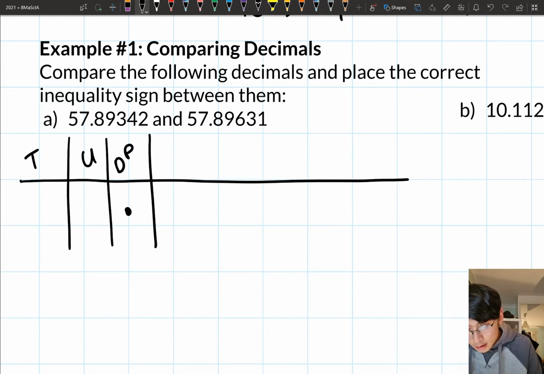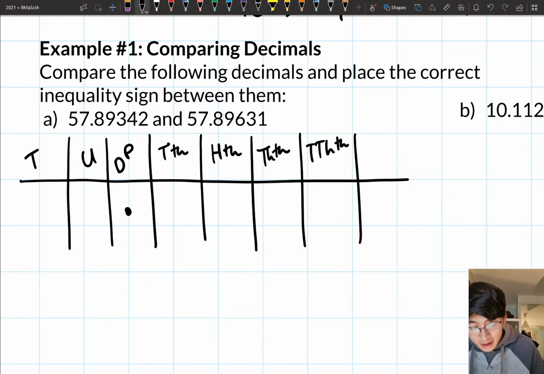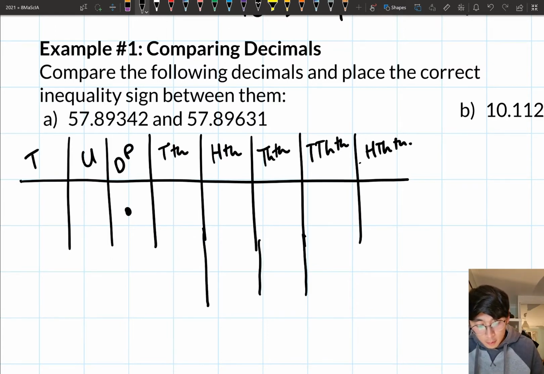I've got my tenths, my hundredths, my thousandths, my ten thousandths. I'm doing a lot of shorthand here. And I've got my 1, 2, 3, 4, and I need a fifth one. I need a hundred thousandths. Oh gosh, okay. Let me write out my numbers in this table form.